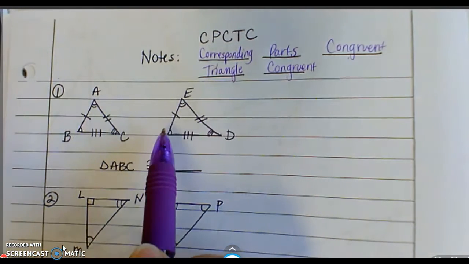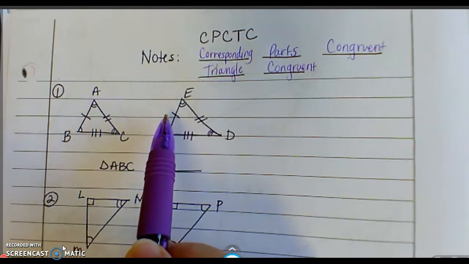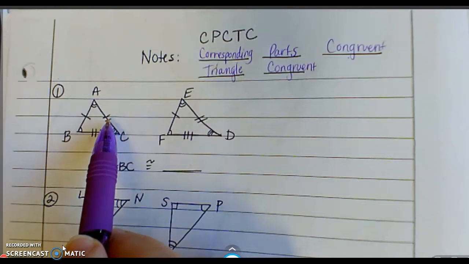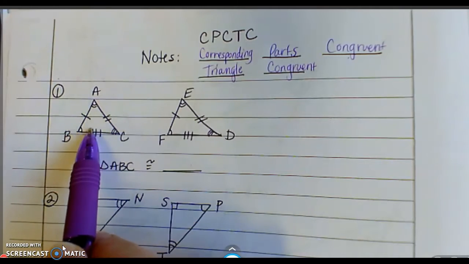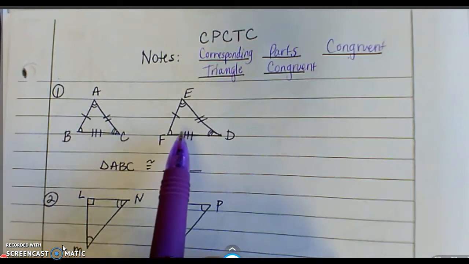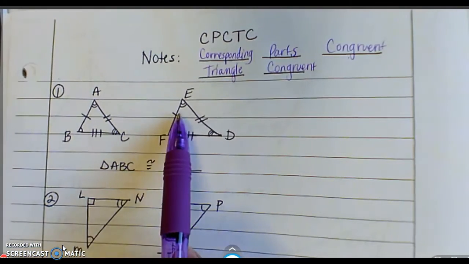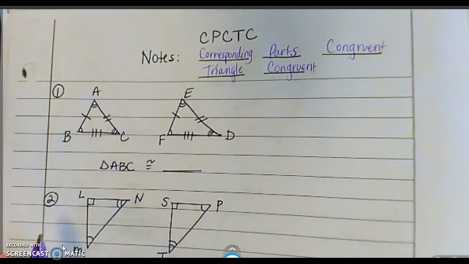So looking at this picture here, look at the markings. I can tell that this side and this side are congruent, this side and this side are congruent, this side and this side are congruent, and the same is true about the angles. Those two are congruent, those two are congruent, and those two are congruent. You look at the markings, and so like how this has one and that has one, that makes that congruent. There's three here and three there, that makes that congruent.